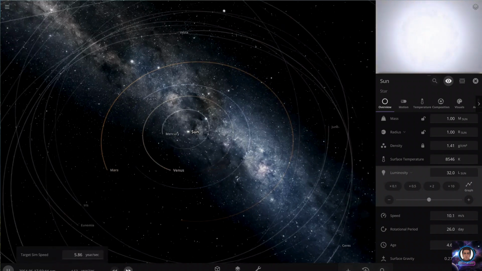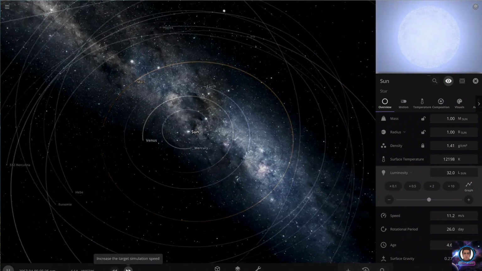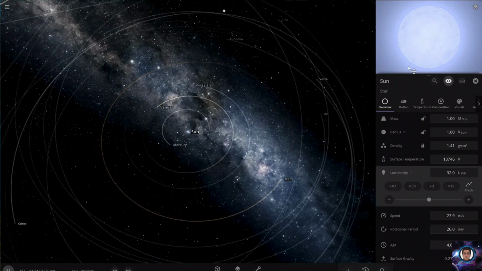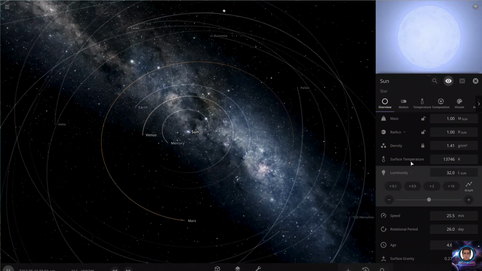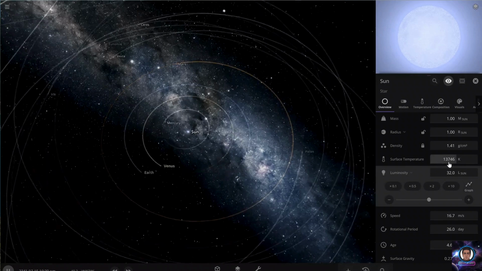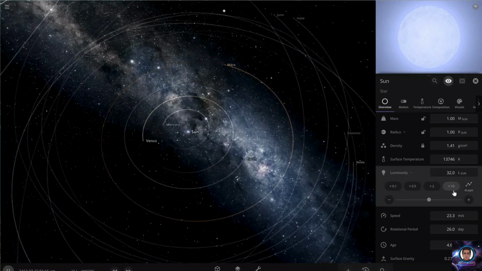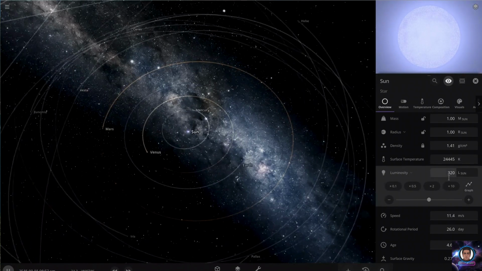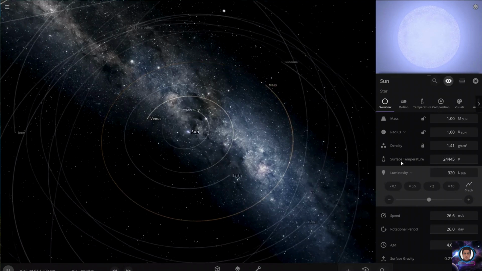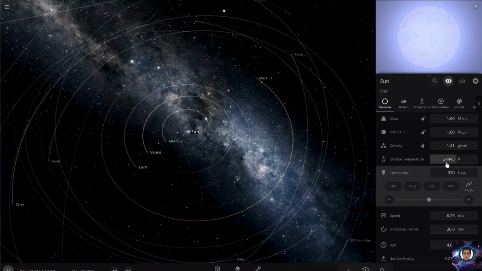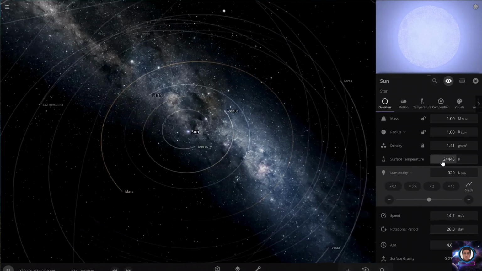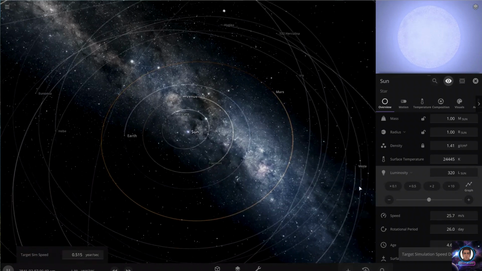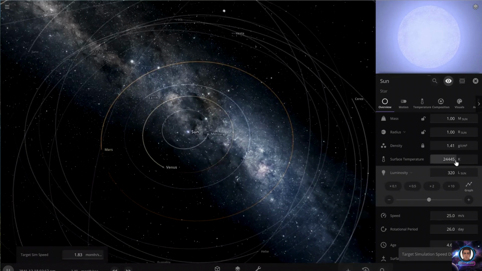So I'm increasing the speed of the simulation, and the color of the sun has been changed completely, and the temperature has been increased up to 13,000. If I just, for example, multiply it by 10, this is more than 300 times more luminosity, and the surface temperature now is more than 24,000 kelvins. This is another parameter which helps you to make lots of scenarios.